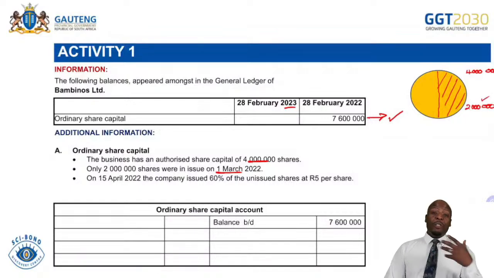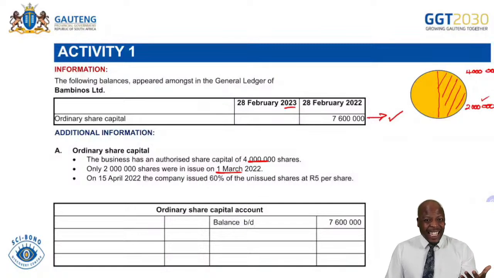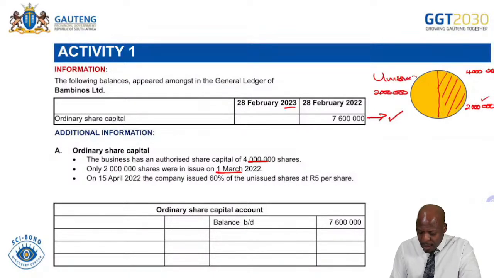That means if we've issued some, some are unissued. Remember that. Keep that in mind. So if we've issued 2 million out of the 4 million, how many are unissued? Unissued simply means not yet issued. The unissued is this other part now, which is how many shares? That is your 2 million. So 2 million shares are unissued. Okay, let's go on now.